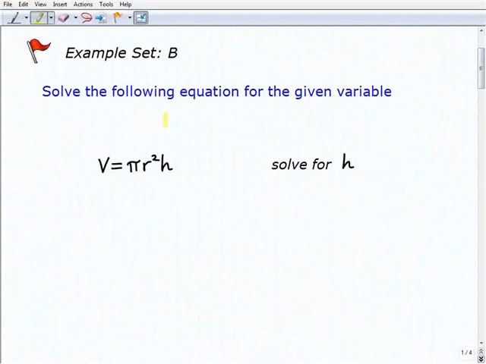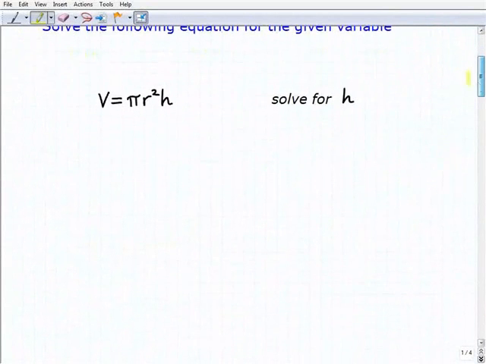So here, let's go ahead and take a look at what we have. We're going to solve the following equation for the given variable. Our first problem, we're going to solve for h. Okay, so here we have V equals pi r squared times h. So volume equals pi r squared times the height is the formula we're talking about.